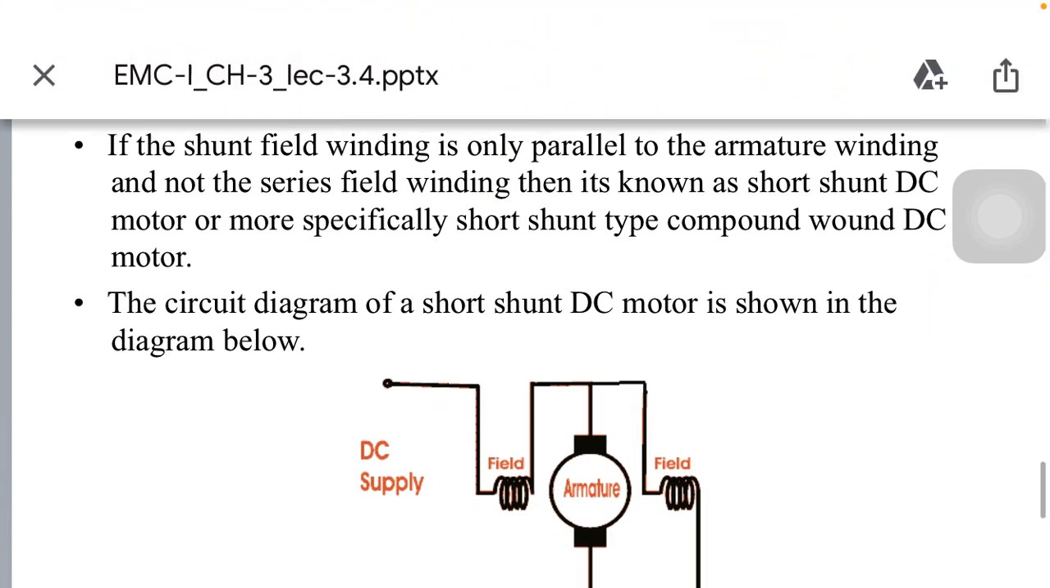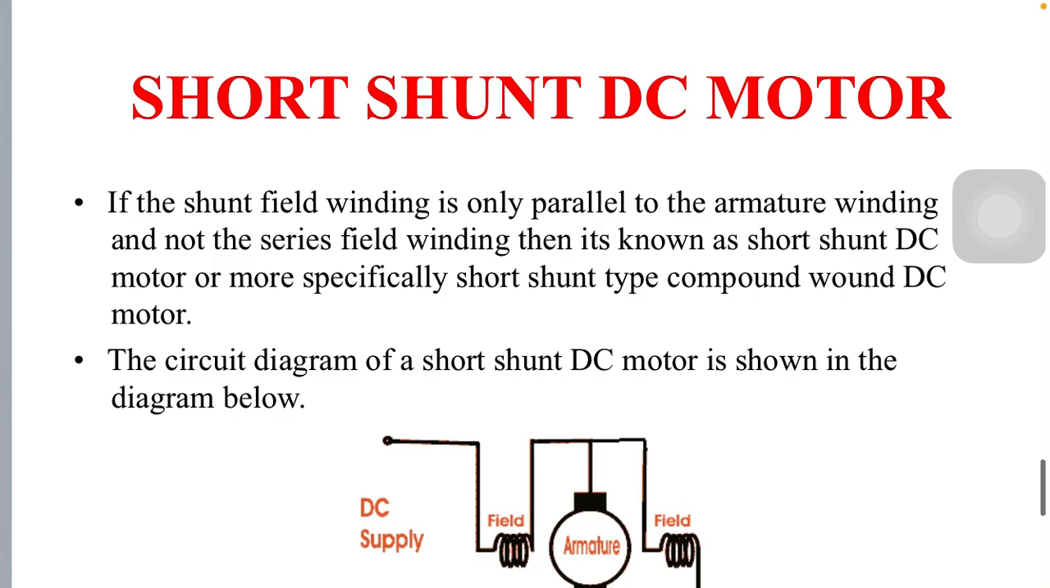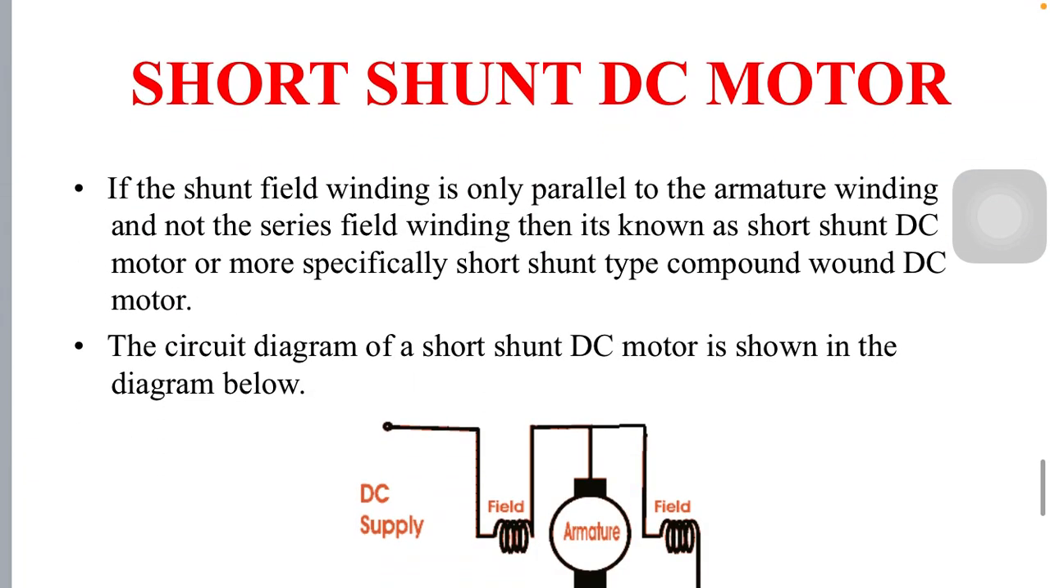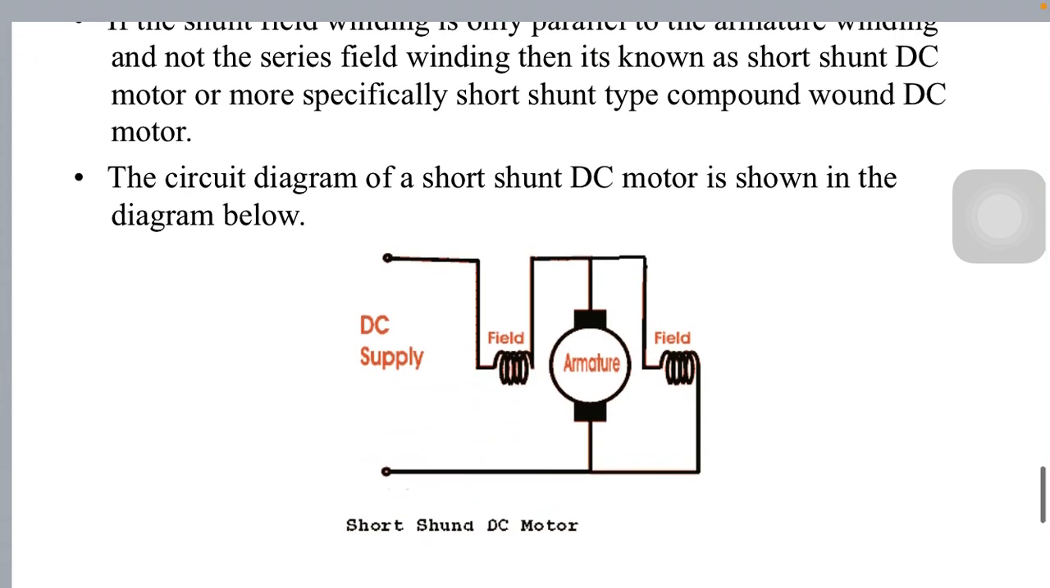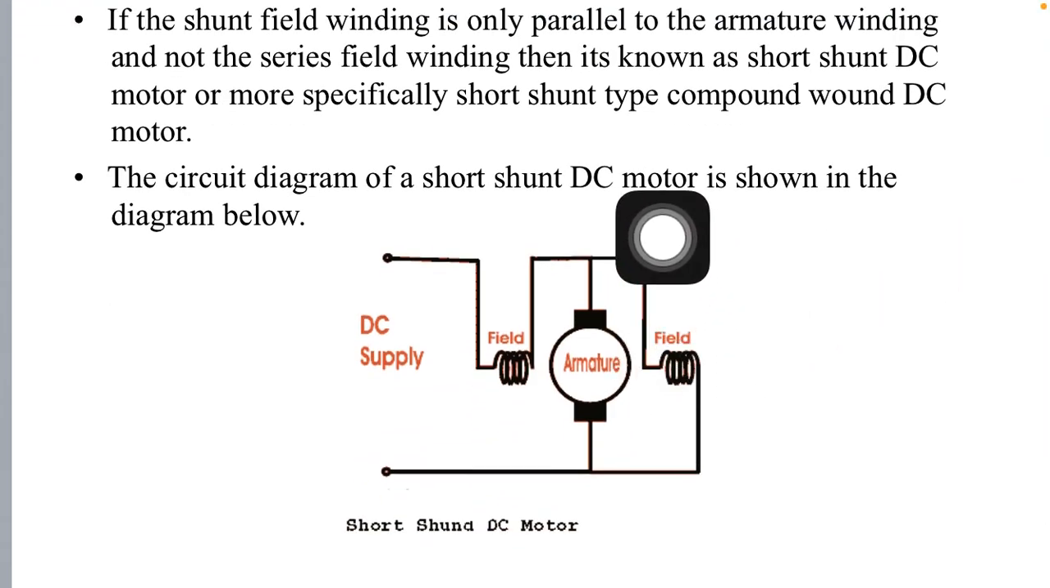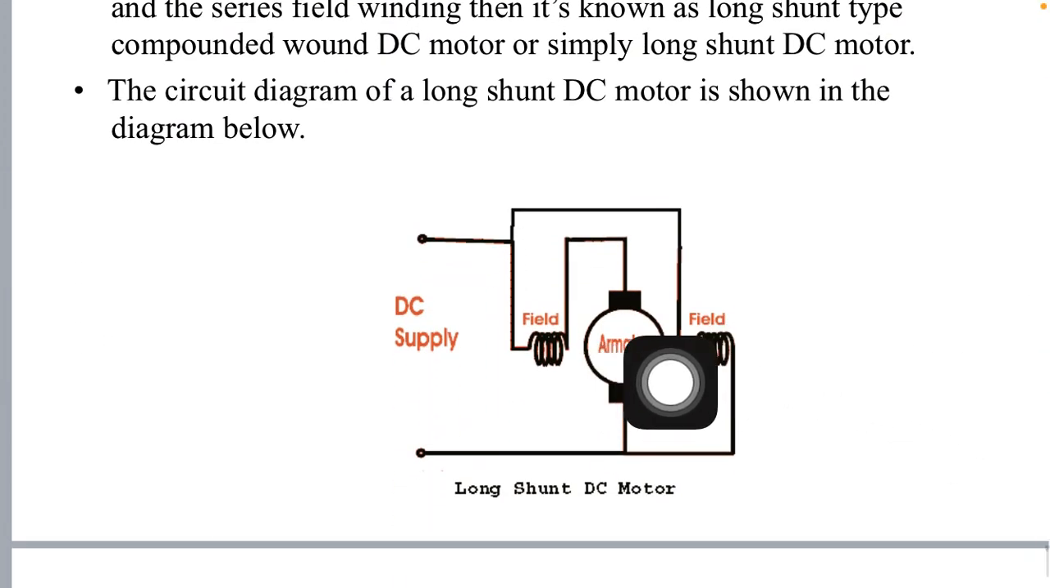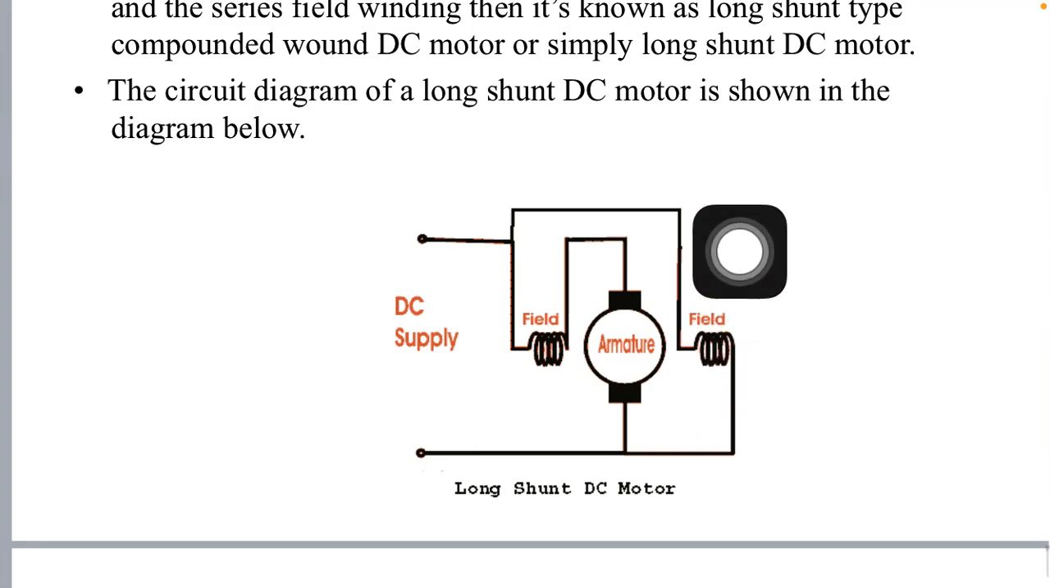Now short shunt and long shunt DC motor. These are the two types of both cumulative compound as well as differential compound. Short shunt means our field is connected in parallel with only the armature, whereas in long shunt you can see this additional field is connected across the whole combination.